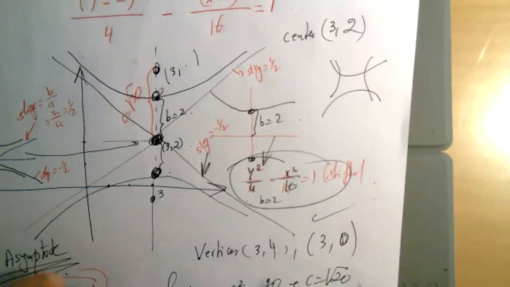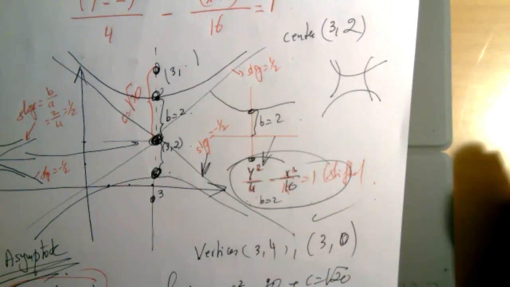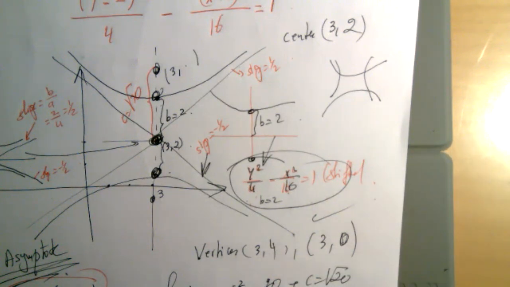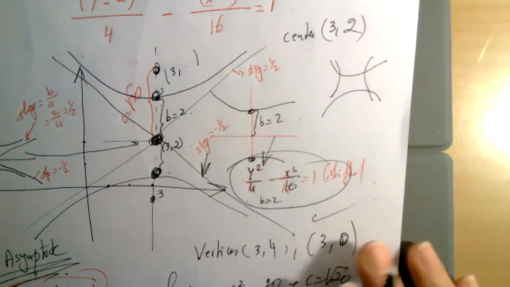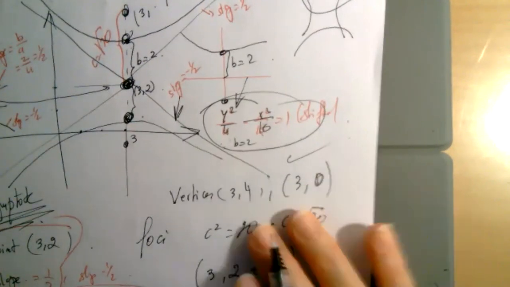Tomorrow, we still have one piece, something called quadratic equations, how to manipulate them so that we can look at them basically as hyperbolas, ellipses, or circles.